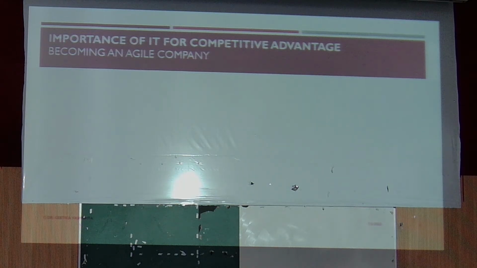Have you heard of AWS, Amazon Web Services? That's a perfect example of cloud. So, what happens? How does cloud give competitive advantage to firms? If you are operating or storing your data on cloud, then it gives you a lot of benefits.